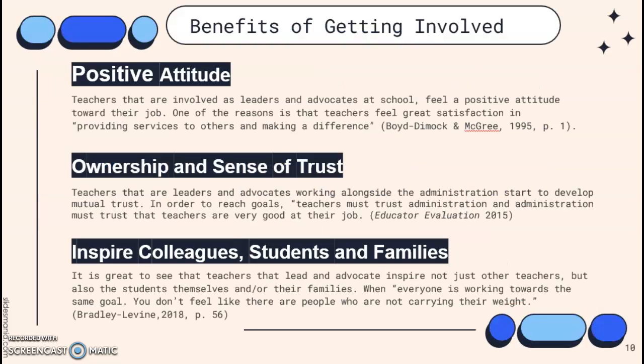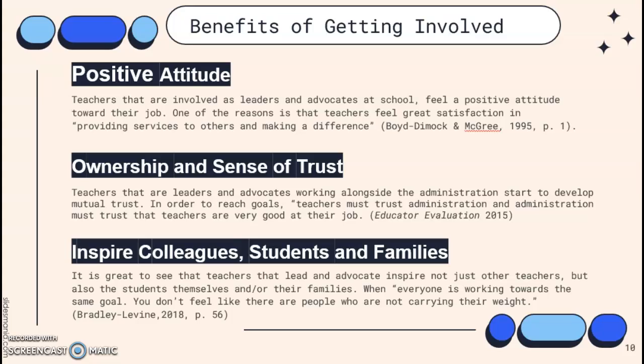Some of the benefits of getting involved as a teacher leader or an advocate are listed here. The first one is having a positive attitude. Teachers that are involved as advocates feel that they are providing services to others and making a difference. And again, that makes them have a positive attitude toward their job. Teachers that are leaders and advocates also feel a sense of ownership and sense of trust once they're working together, maybe with administration, and together they reach their goals.